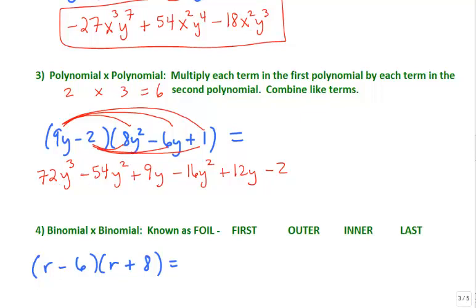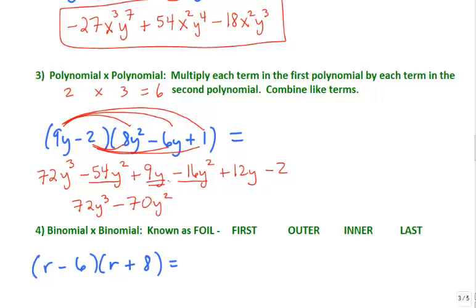I don't have any other y cubes, so this 72y cubed will stay the same. But I have a negative 54y squared and a negative 16y squared. And negative 54 and negative 16, those are both negative, so we're really adding those together. 54 plus 16 would be 70, but my answer is going to stay negative. So this will be a negative 70y squared.